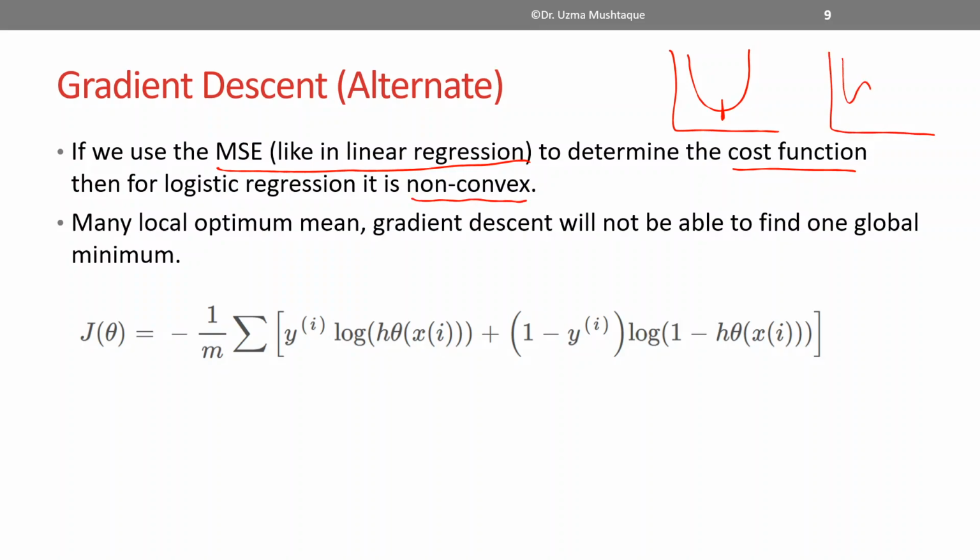To simply put, you can have something like this, and gradient descent might converge to one of these points, and we might find the minimum here and miss out this point, which is actually the global minimum, which is why we cannot directly use mean squared error.